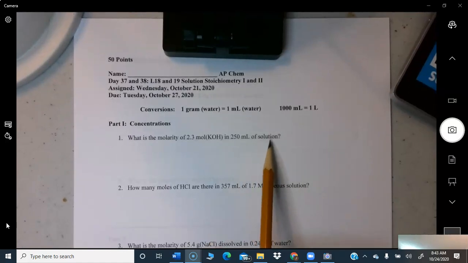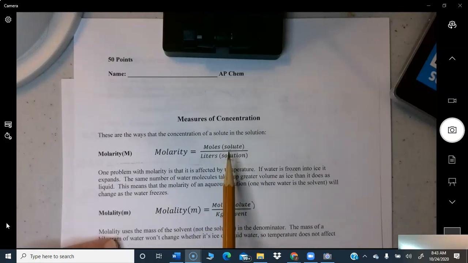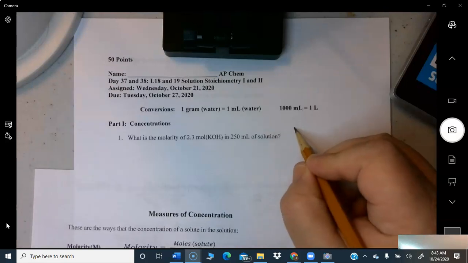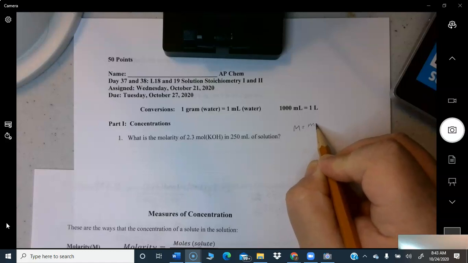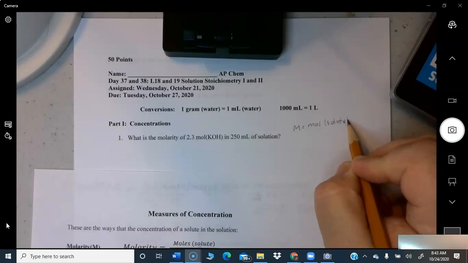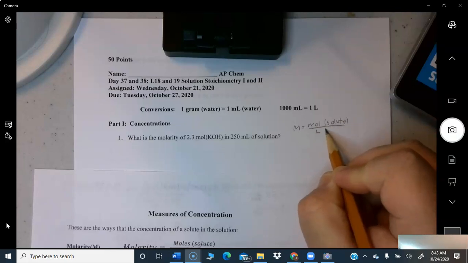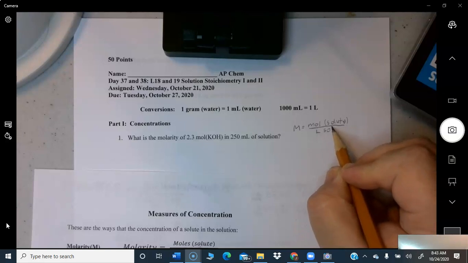The original assignment said water, and I changed it. Okay, it has to be solution. Water will be incorrect, so let's understand why. The definition of molarity is right here. It's moles of solute over liters of solution. So molarity, you can just write it here on your sheet, equals moles of solute over liters of solution.